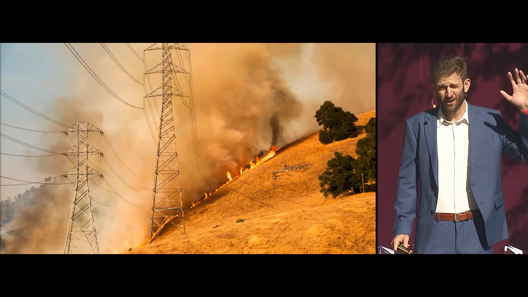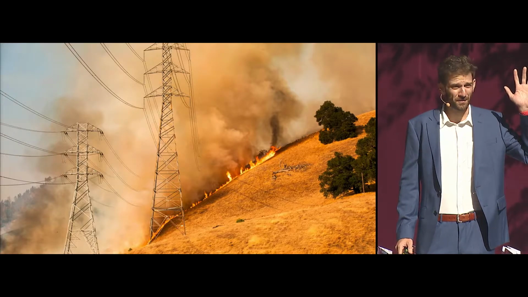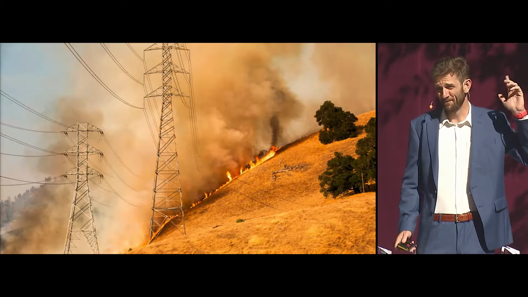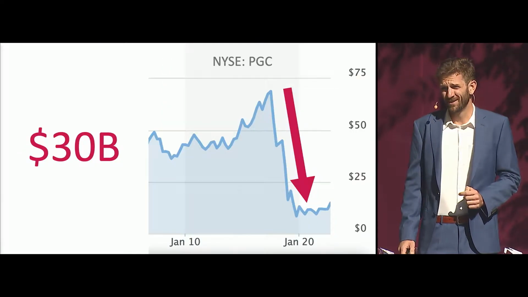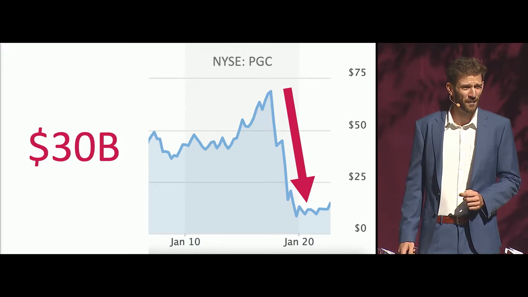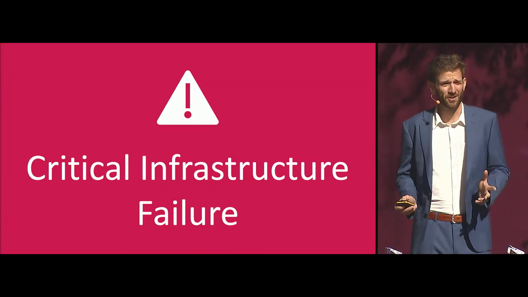Question, was anyone here impacted by the California wildfires a few years ago? Yeah, that caused 2 million people to lose power in the Bay Area, and it caused PG&E to lose $30 billion in market cap. This is an example of what we call a critical infrastructure failure.